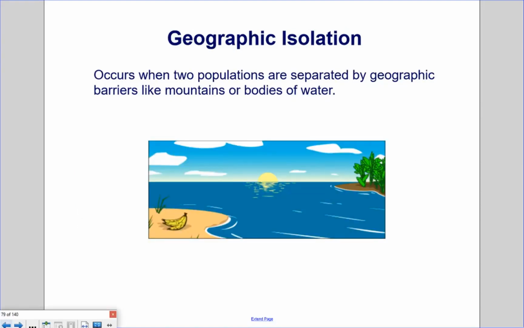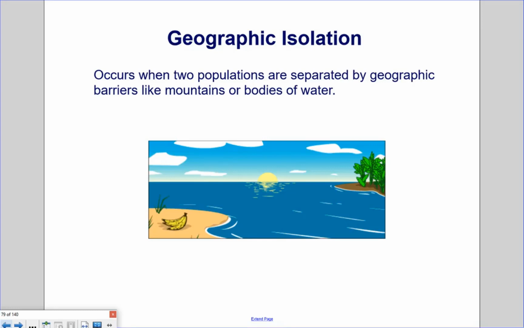Geographic isolation. This occurs when two populations are separated by geographic barriers like mountains or bodies of water. Take, for example, the Grand Canyon. There are different species of squirrels across the canyon because they can no longer interbreed across the canyon.